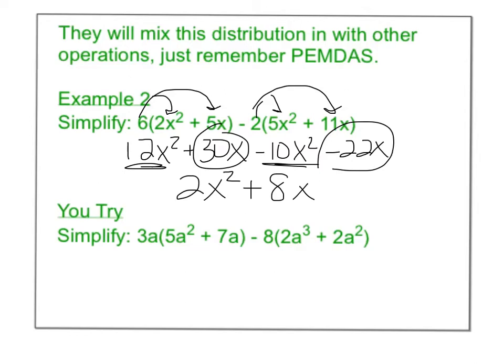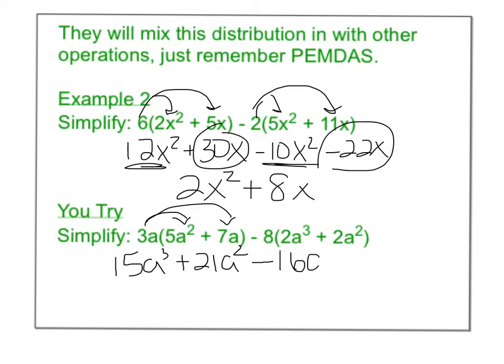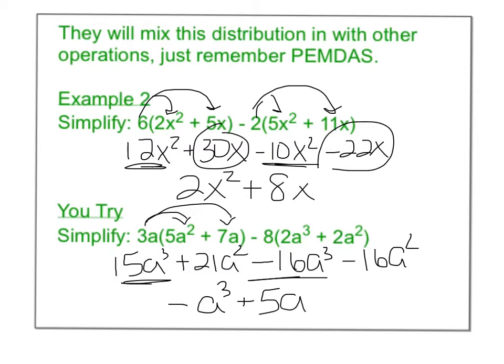Okay, so you're going to take your 3a and multiply it by each of those terms in the first parentheses. So you're going to have 15a cubed, then 3a times 7a is 21a squared. Then you're going to have minus 16a cubed minus 16a squared. Again, you're going to combine like terms. So the a cubed becomes negative a to the 3rd power. Your next is 21a squared minus 16a squared. So when we subtract those two, we end up with positive 5a squared.